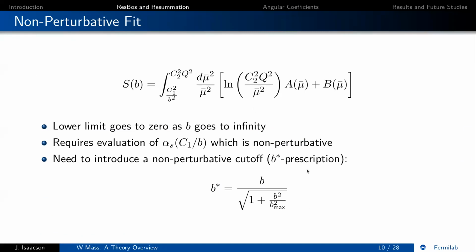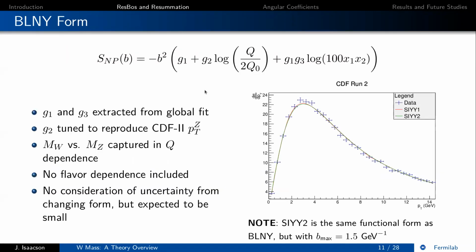And so eventually, you have to have this cutoff. We introduce this new scale b_max, which is sort of the maximum value we trust our calculation to remain perturbative. Now that we have introduced this new cutoff, we have actually modified this integral. And so we then have to introduce a non-perturbative function to recapture those pieces that we have now neglected. The form that was used by CDF was this BLNY form, which is given here.